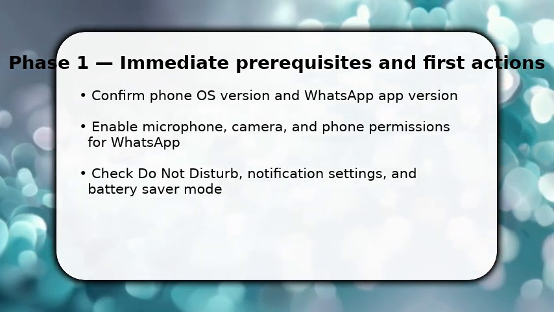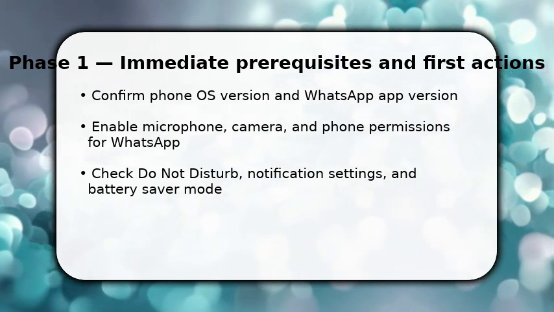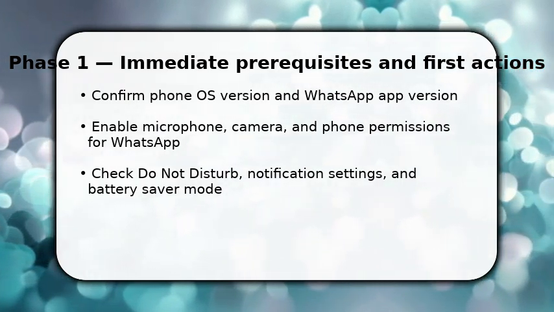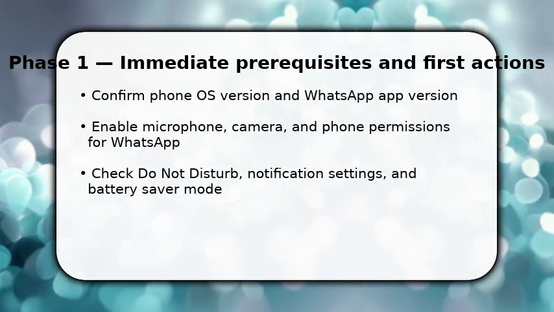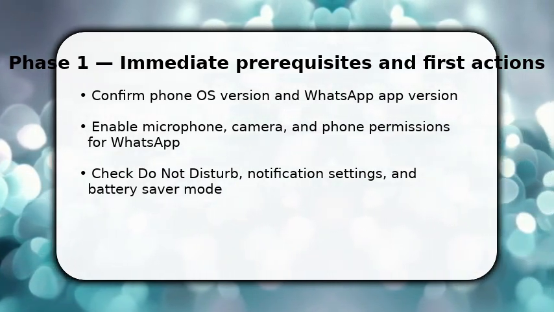Also, check Do Not Disturb and Battery Saver. They can suppress the full-screen incoming call. Once done, restart WhatsApp. That quick relaunch often restores the call overlay immediately.